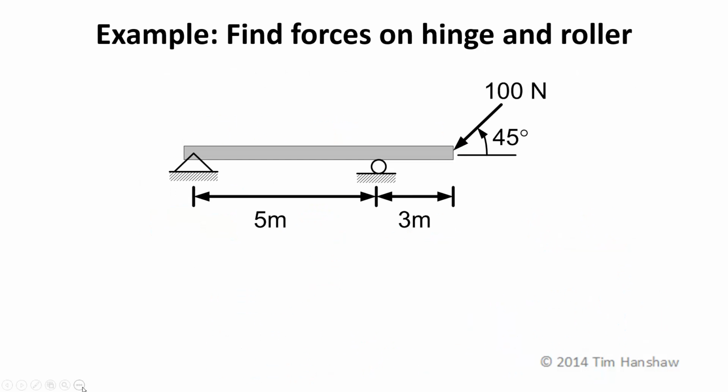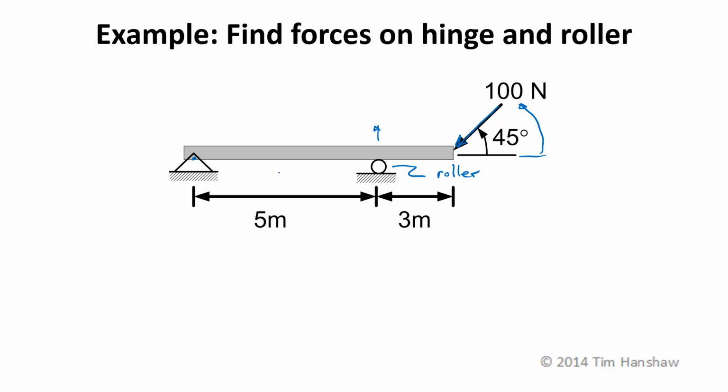As an example of writing and solving systems of equations, I'm going to look at this beam. I've got an applied force here of 100 newtons at a 45-degree angle from the positive x-axis. This is a roller. It will support vertical forces only. This is a hinge. It will support both vertical and horizontal forces, but it will not keep this from rotating. So a vertical force here at the roller and both vertical and horizontal forces at this hinge.